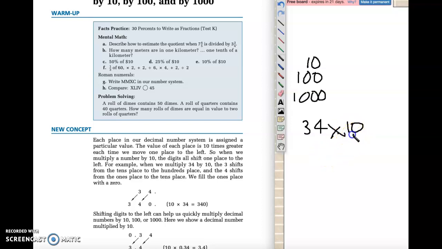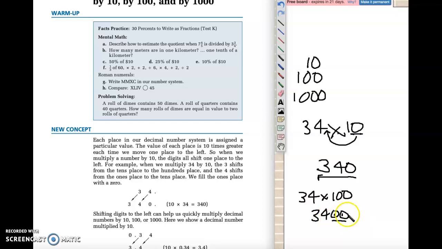What we're adding is that extra zero right after the 4, so that our product is 340. We have just shifted everything over to the left by one place value. If I were to multiply 34 times 100, I'm going to be shifting everything over to the left by 2, because my product is going to be 3,400. Notice how we've added 2 place values to our whole number.